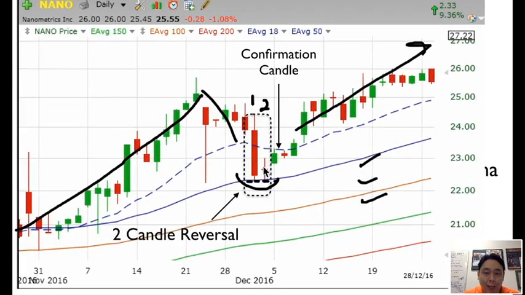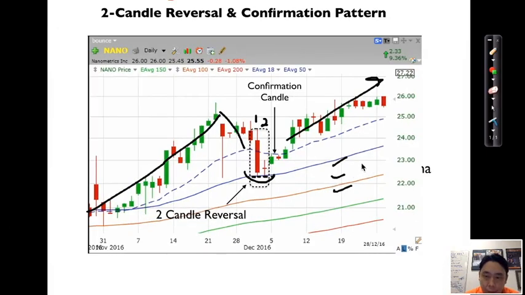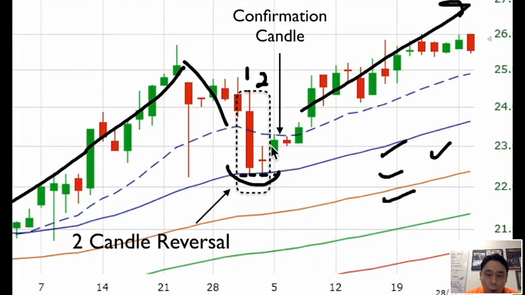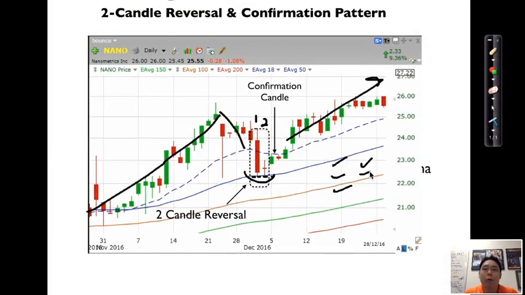Now, this must be followed by a confirmation candle. So is this green candle a confirmation? Okay, does it make a higher low than the reversal candle? Yes, it does. Check. Does this candle close above the high of the reversal candle? Yes, check. There we go. All boxes are checked. It's going to go up.